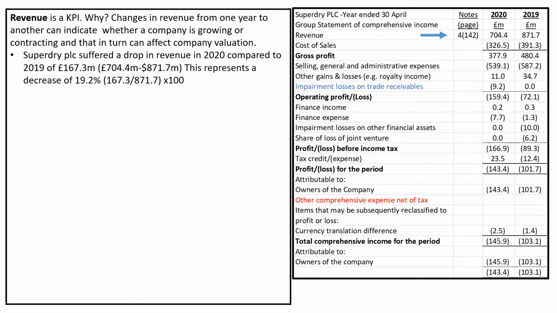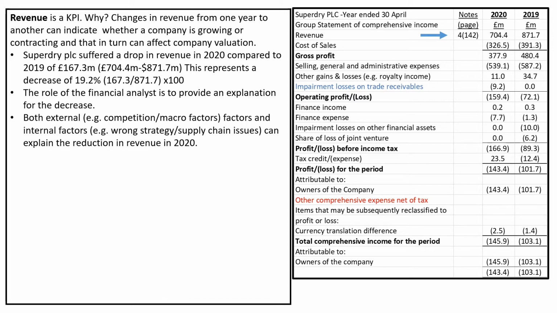Superdry suffered a drop in revenue in 2020 compared to 2019 of 167.3 million. This represents a decrease of 19.2%. The role of the financial analysis is to provide an explanation for the decrease. Both external factors, for example, competition and macro factors, and internal factors such as the wrong strategy adopted by the company and supply chain issues can explain the reduction in revenue in 2020.